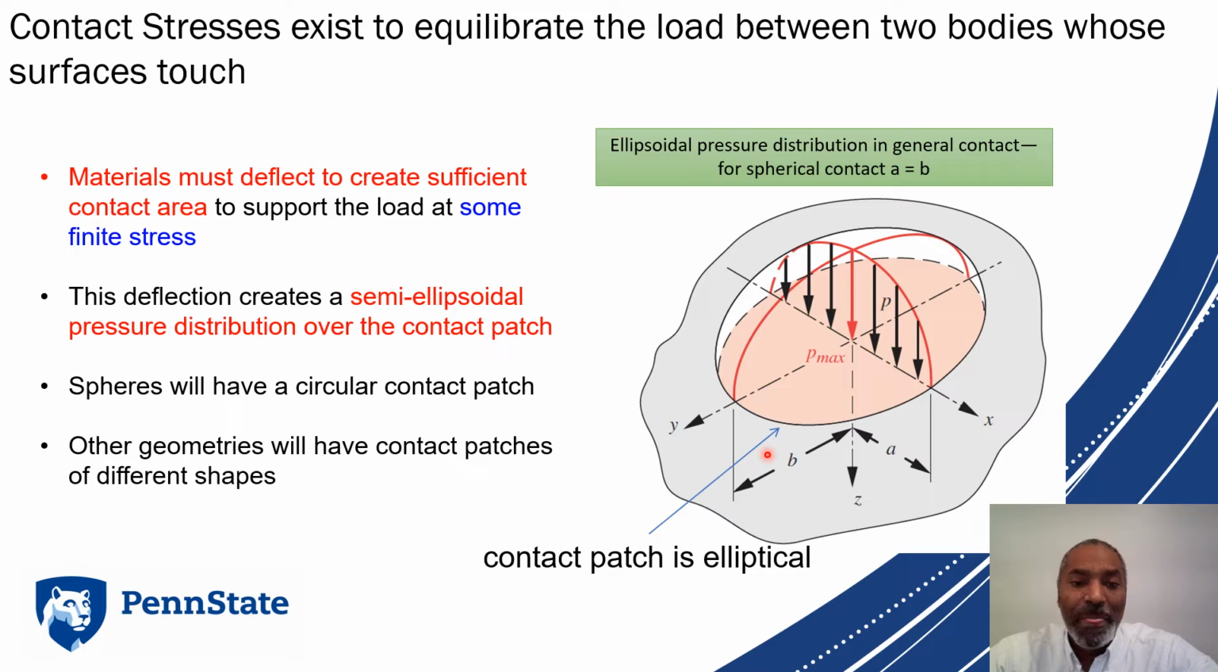All right, analytically, what we do is we model this as a semi-ellipsoidal pressure distribution over the contact patch, and that allows us to neatly perform some integrals so that we can equilibrate or balance the load in that contact patch with an external load and then transfer it from one body to the next. As you might imagine, if you can think through this visually, spheres will have a circular contact patch because if they deform uniformly, then the sphere will impact a circle. Other geometries will have different shapes. And so as a general rule, we can say we model these as either ellipsoidal or for some geometries as rectangular.